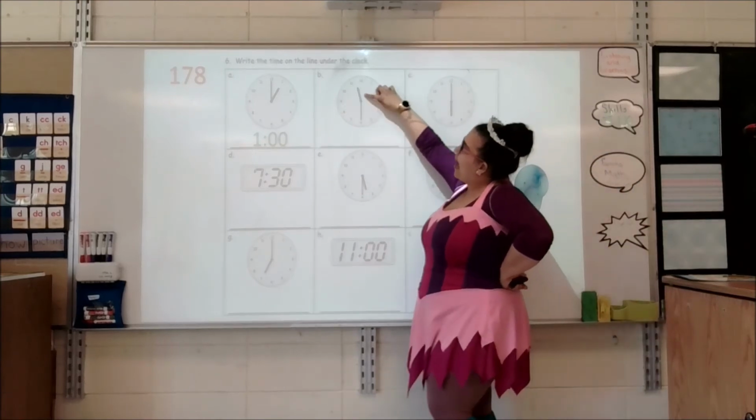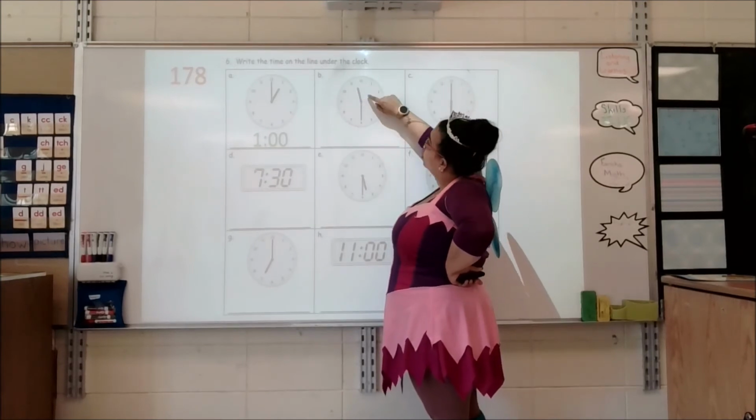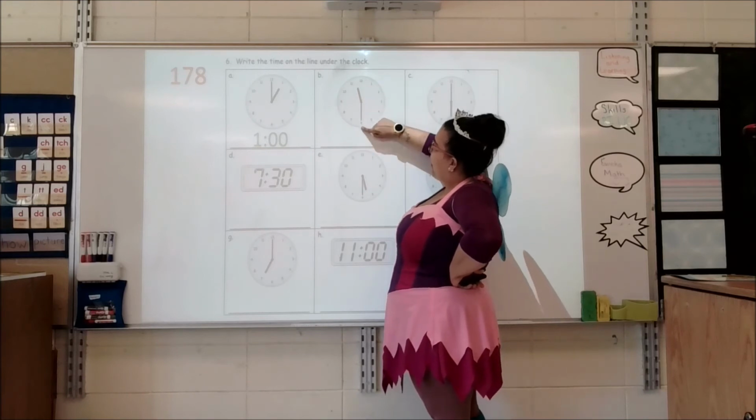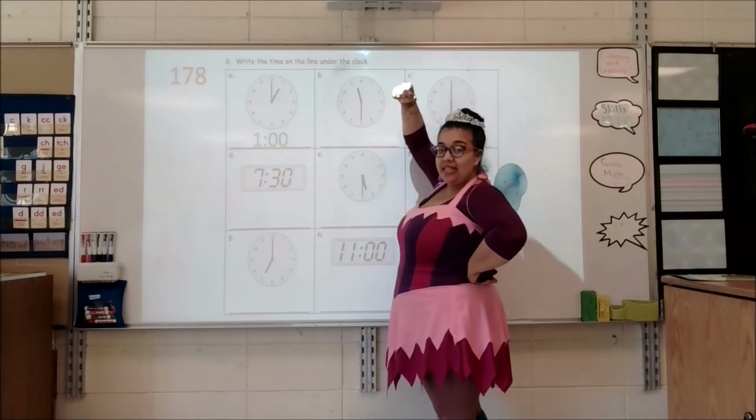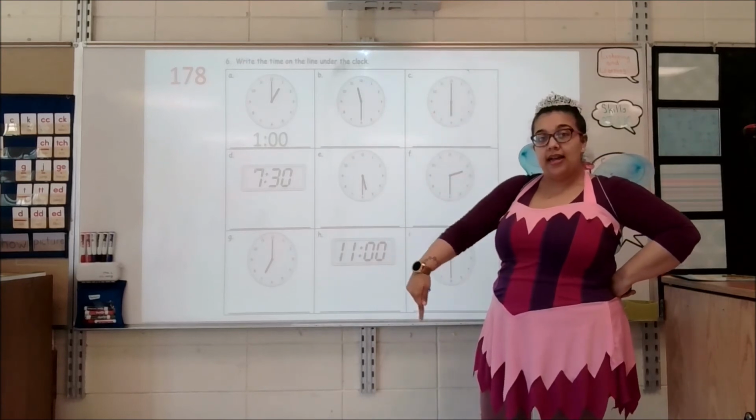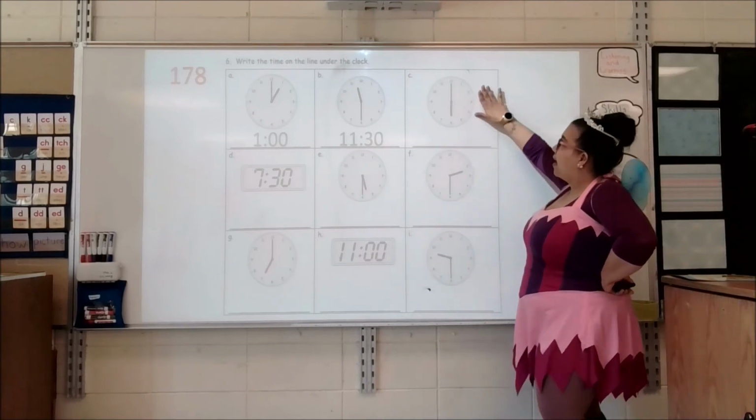Okay, notice the hour hand, not only is it shorter, but it's thicker. So this is the hour hand between the 11 and the 12. And the minute hand is pointing down to the 6. It's at the bottom, which means it has gone halfway around the clock at this point. It is 11:30.